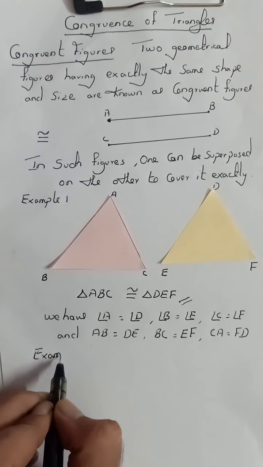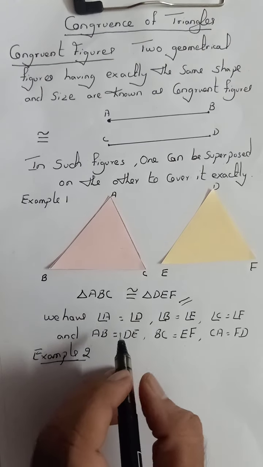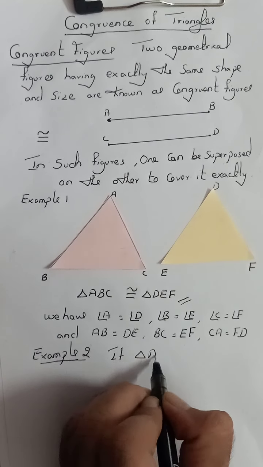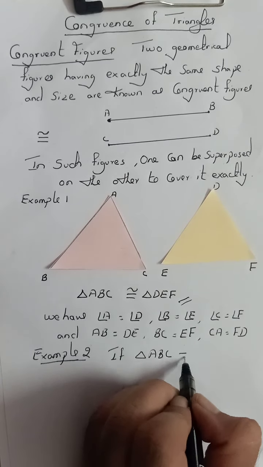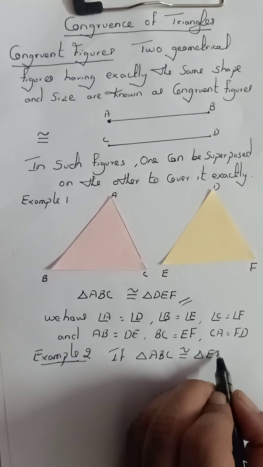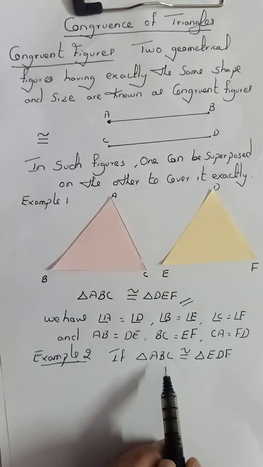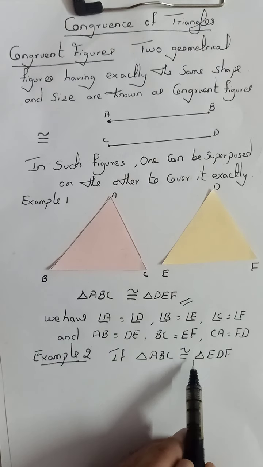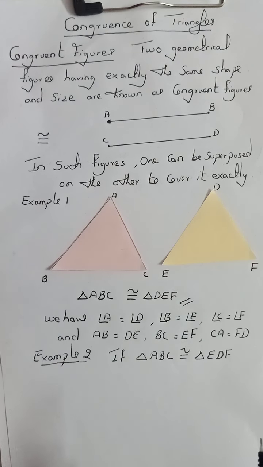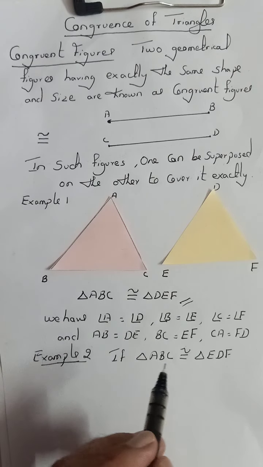Now this point, generally most students get confused. Suppose triangle ABC is congruent to triangle EDF. If it is given in the question that triangle ABC is congruent to triangle EDF, then about the corresponding sides, generally children get confused. They think that these two are both equal. No, they are not equal.